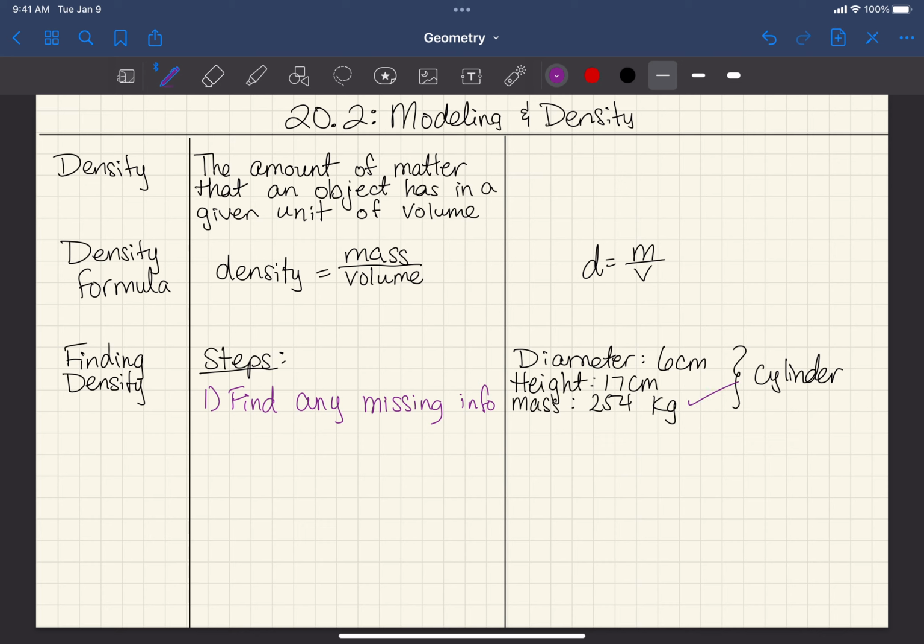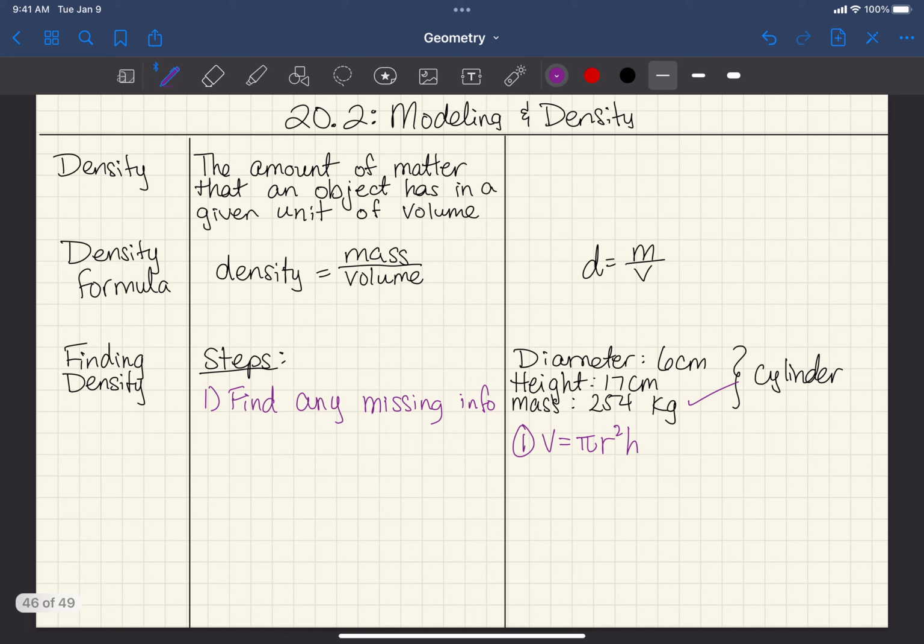Well, I'm given my mass, right? So I need to now calculate the volume. So that is going to be what my step one is, to find the volume. Now, if we remember, the volume of a cylinder is equal to pi r squared times h, or pi times the radius squared times h, okay, which is the height.